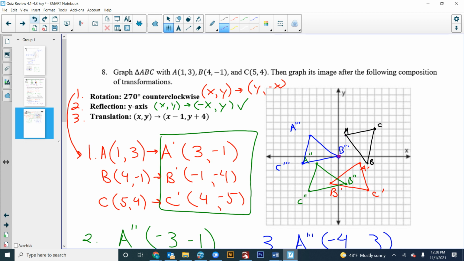So now we take our A prime, B prime, C prime, and we go to step 2. We reflect it over the y-axis. Well, y-axis is this way. Y-axis reflection, (x, y) turns into (negative x, positive y). So let's run it through that.